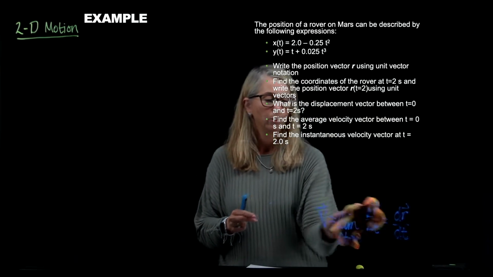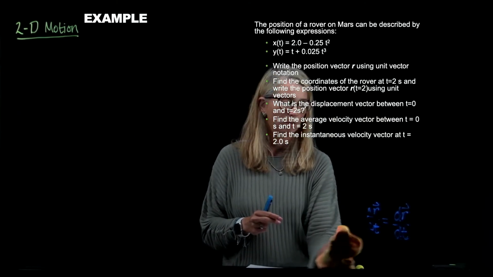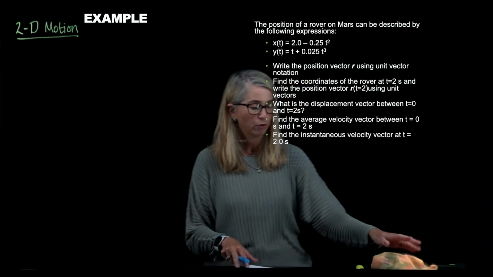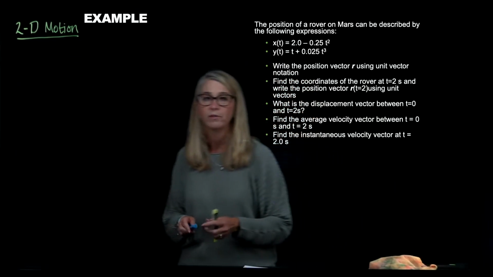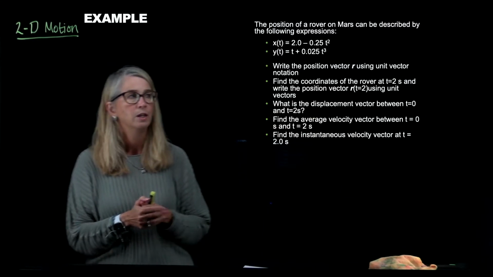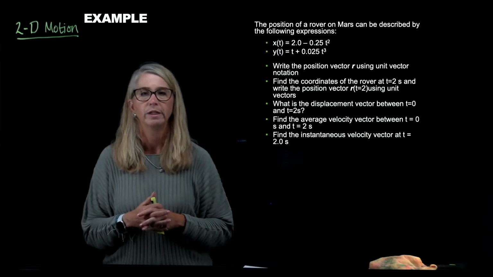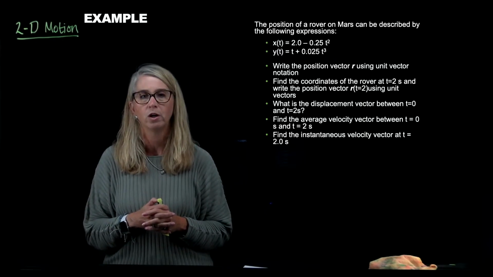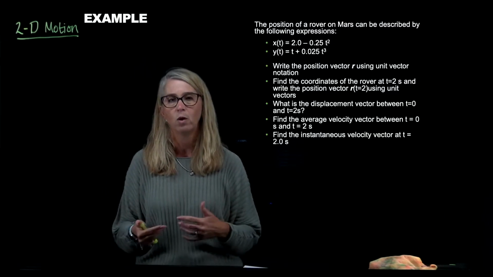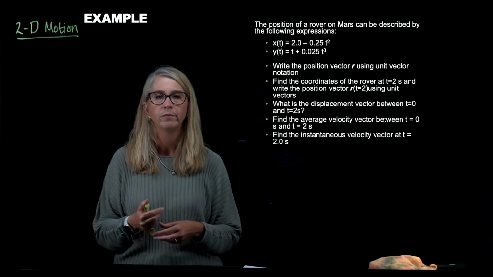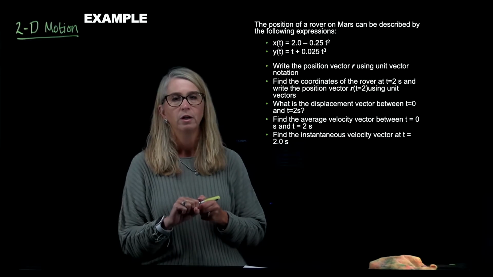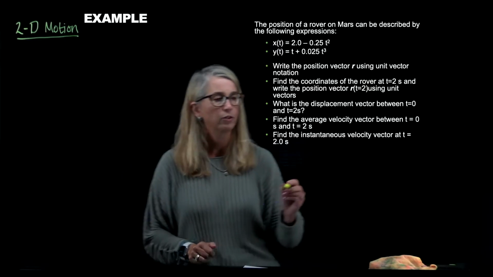So I want to do an example problem of how we would use some of this information that we have so far, in terms of how we would translate this into doing a problem. So in this scenario, we're being given the position of a rover on Mars, and it's telling us how we can describe its x and y coordinates at any time. The first thing we're asked to do is to write the position vector r using the unit vector notation.